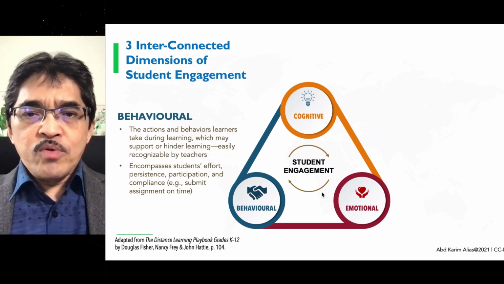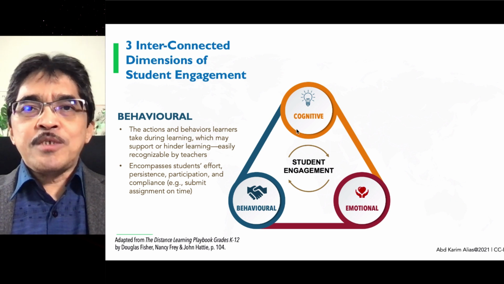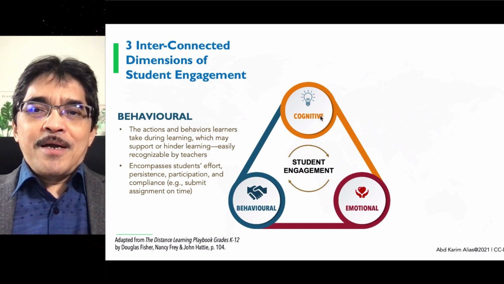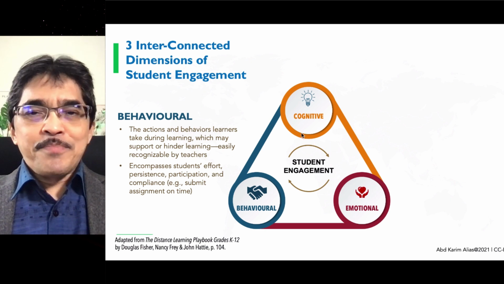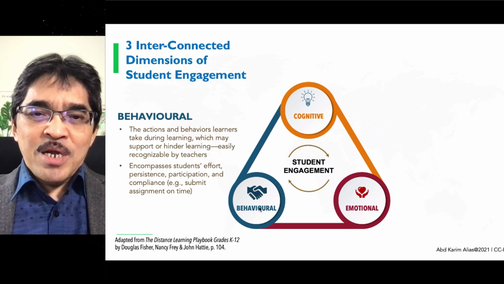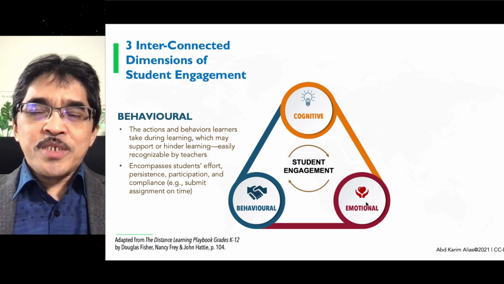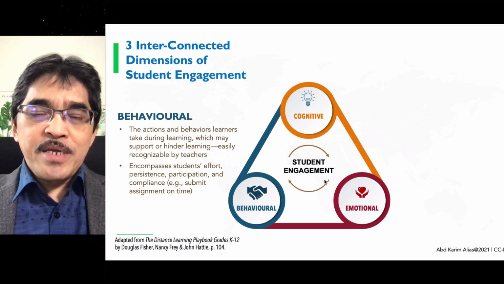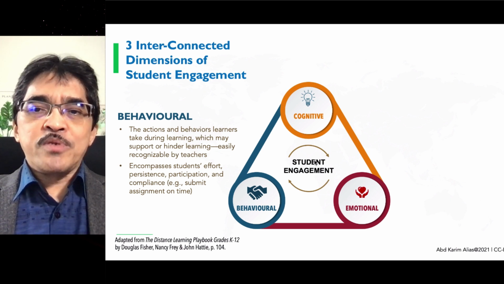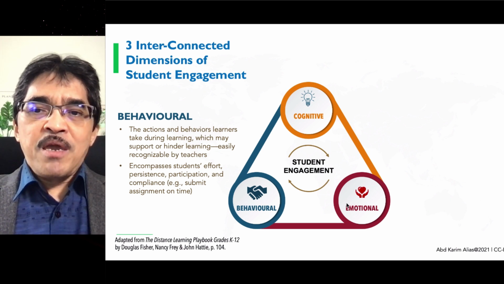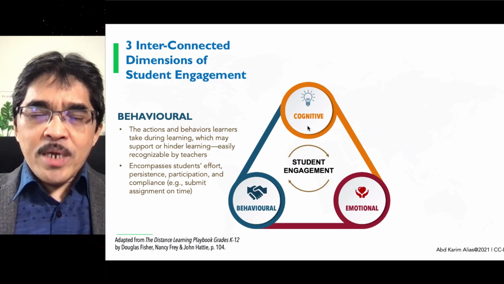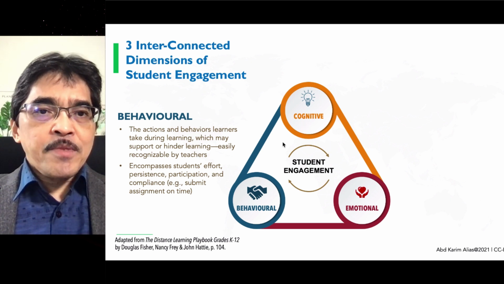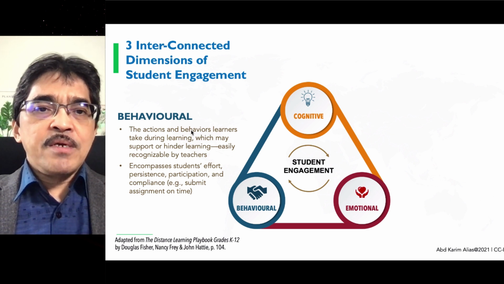The first one here, let's look at behavioral engagement. As you can see in the diagram here, this looks like the timing belt in our car, and we have these three rolls here. In order for the whole system to work smoothly, in order to achieve the highest level of student engagement, all these three elements, behavioral, emotional, and cognitive, have to be designed properly and work in harmony. So the first one here is behavioral engagement.